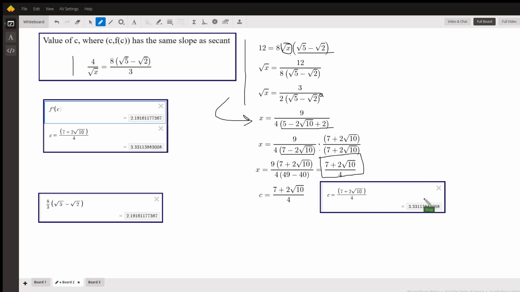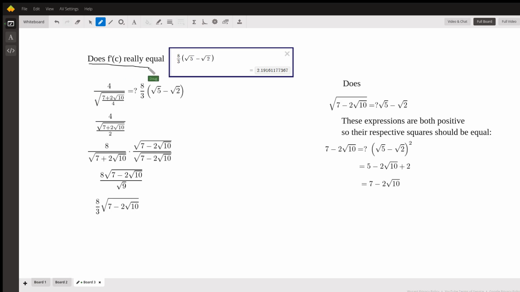There's your decimal approximation. So if we put that number into f prime, we should get the slope of the secant line. And there's f prime of C, 2.19. There was the slope of the secant line. Boom, it worked.